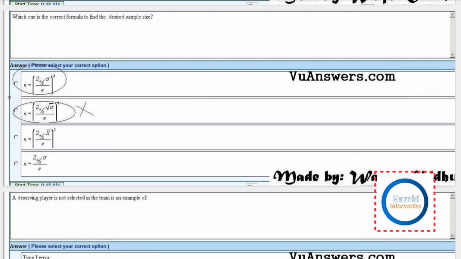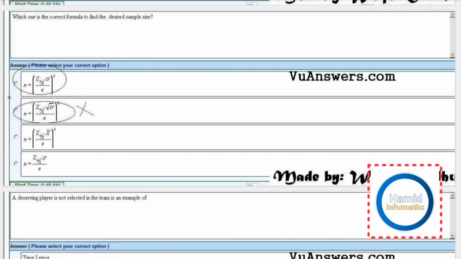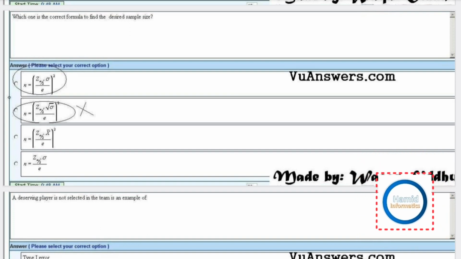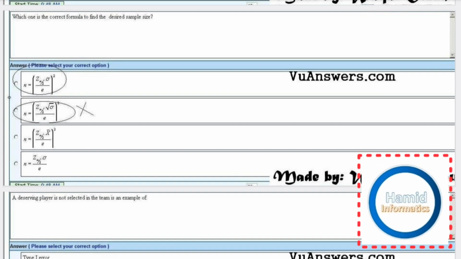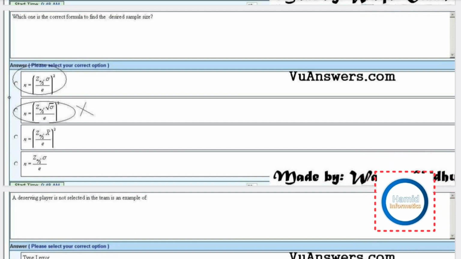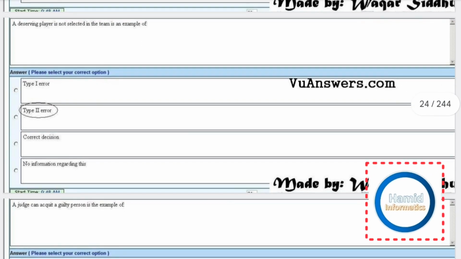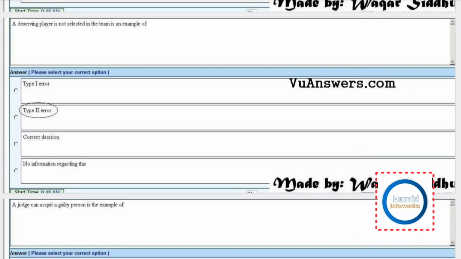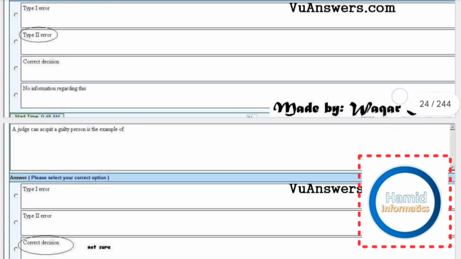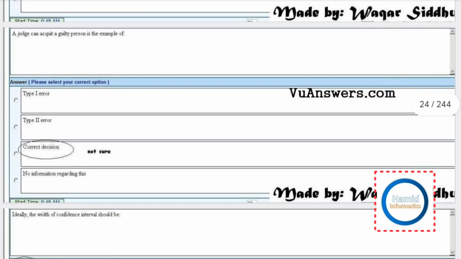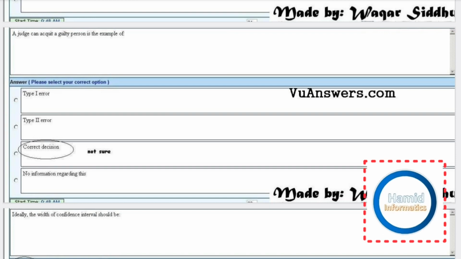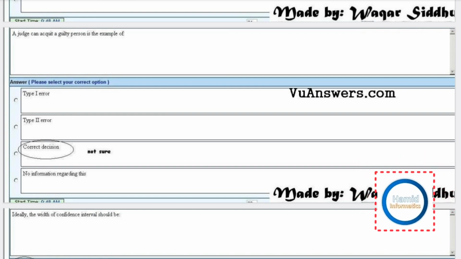Which one is the correct formula to find the desired sample size? And the answer is n is equal to (z sub alpha by 2 times sigma) whole square. A deserving player is not selected in the team is an example of type 2 error. A judge can acquit a guilty person is the example of correct decision.